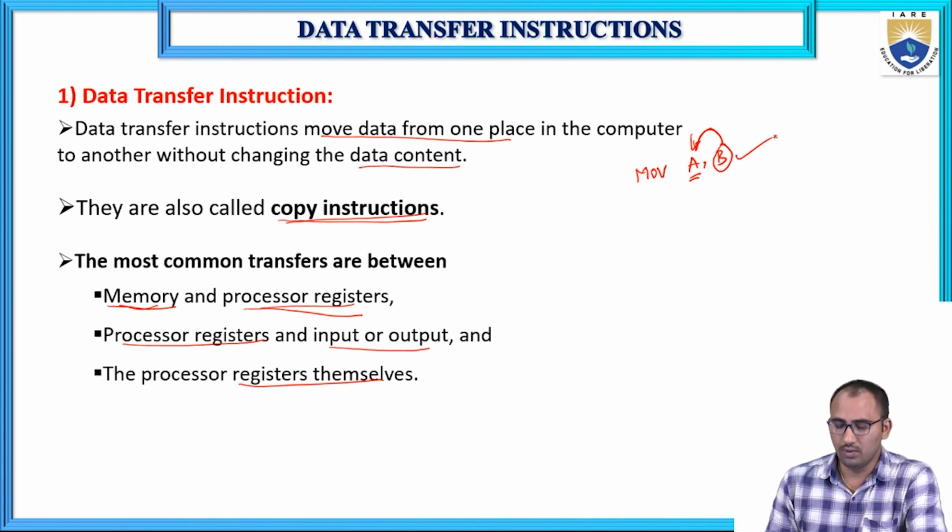This is an example. The contents of one register we are copying to another register. So these are the different places between which we can transfer the data using data transfer instructions. The first one is between memory and processor registers, the second one is between the registers and the IO devices, and the third one is between the registers themselves. These are the three most common transfers.